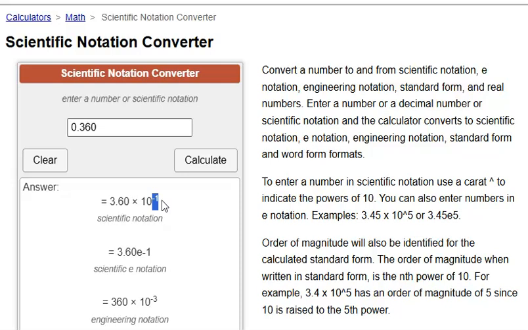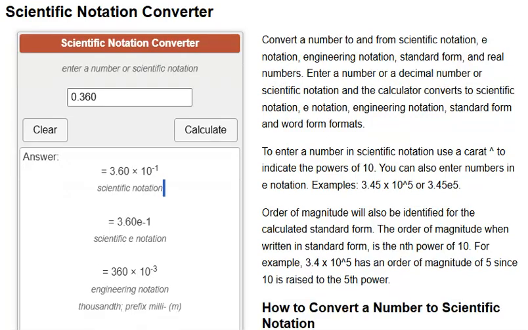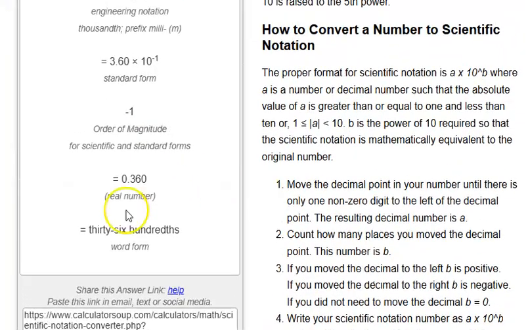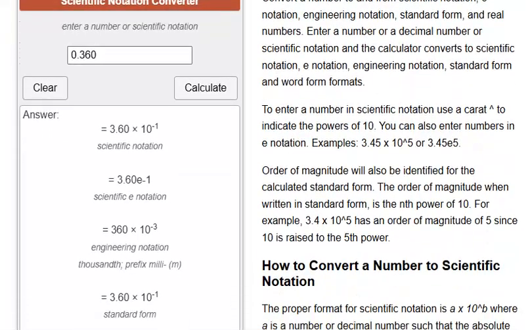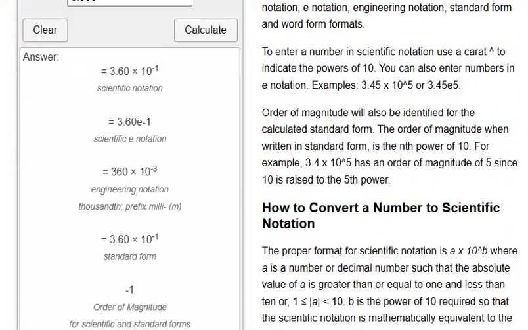So 3.6 times 10 to the -1 would have been the scientific notation. If you scroll down to the bottom, it will tell you that this is 36 over 100, which means 36 divided by 100 in the fraction form of the numerical expression. What I like about this website is that it tells you what you're doing.